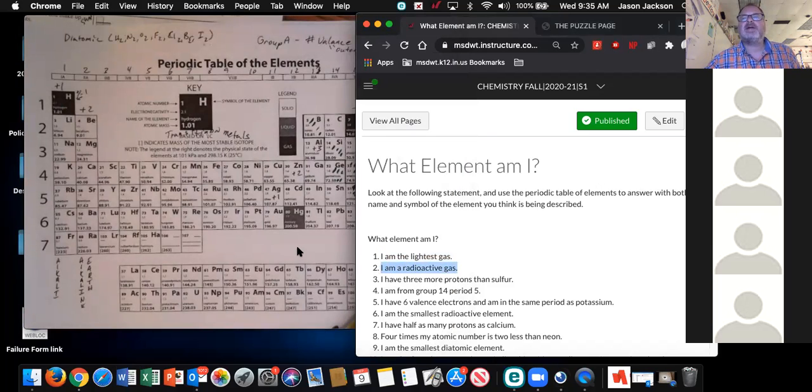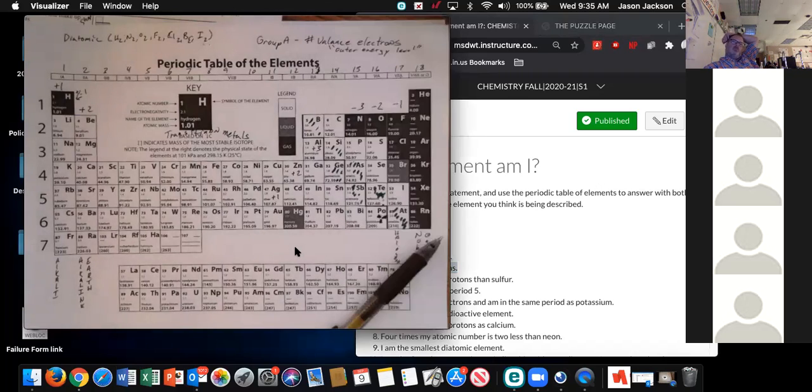So now we're looking for a gas again, but we're looking for one that is radioactive. You can type in the symbol for it, or you can type in the name, or you can unmute and say it. We're looking for the radioactive gas. There we go. RN, good. Radon. William, nice.